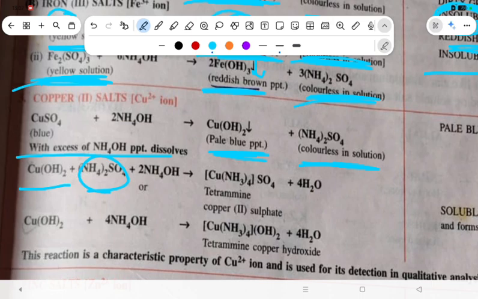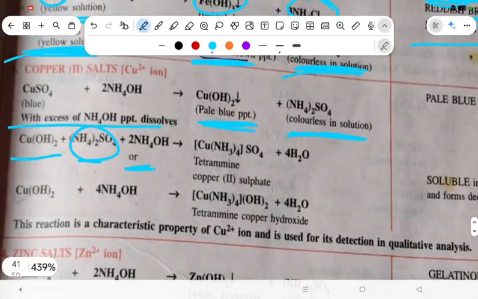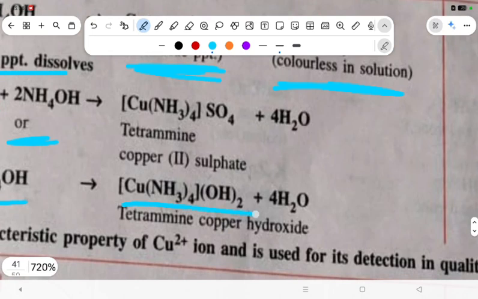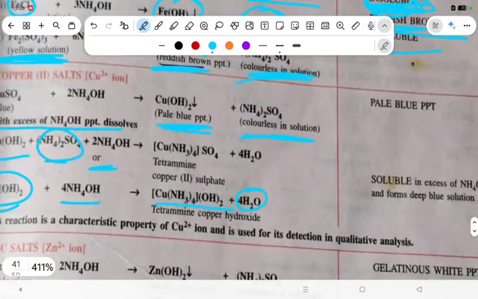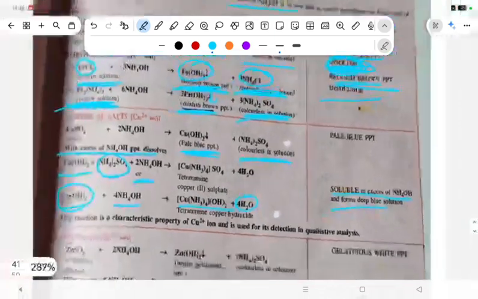2NH4OH, it will form Cu(NH3)4SO4 plus 4H2O, or Cu(OH)2 plus NH4OH give rise to Cu(NH3)4(OH)2 plus 4H2O. It is soluble in excess of NH4OH and forms a deep blue solution.